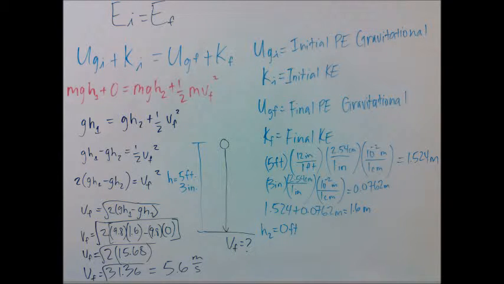Since we have all that info, we can solve for Vf, which is the square root of 2 times the quantity gh1 minus gh2. Notice that h2 is 0 since we want to find the final velocity at the bottom. We plug in our numbers and solve for Vf, which is 5.6 meters per second.